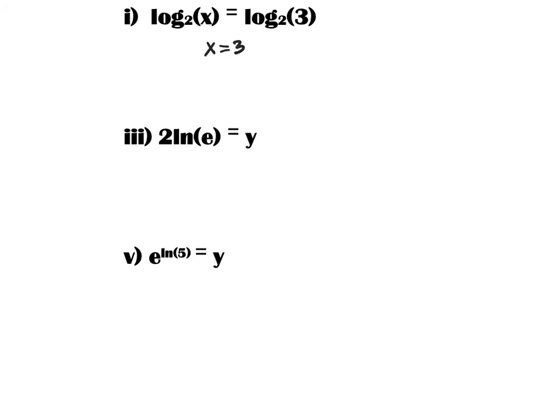Okay, the third one here, I've got 2 times ln of e equals y. All right, so if you strip away the 2 for just a moment, imagine it's not there. The natural log of e, let's do this off to the side. What is the natural log of e equal to? Well, remember, this is base e, so that'd be e to the x equals e. Well, we get that by then saying that x equals 1. Therefore, if the natural log of e equals 1, then I have 2 times 1 equals y. So y must equal 2.